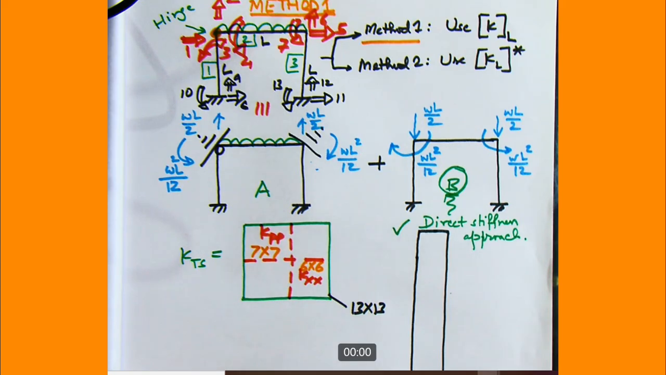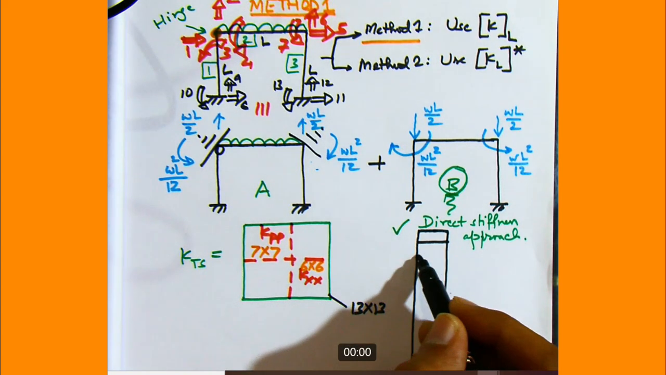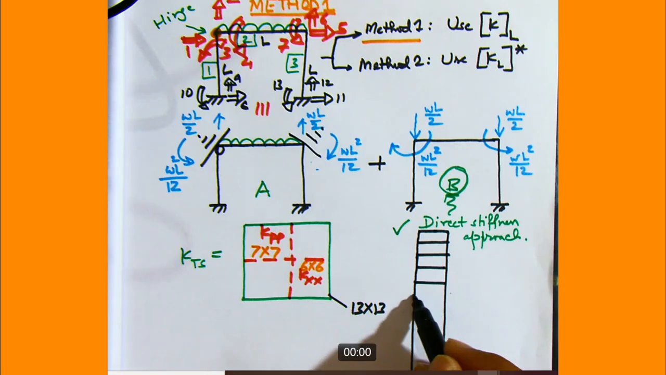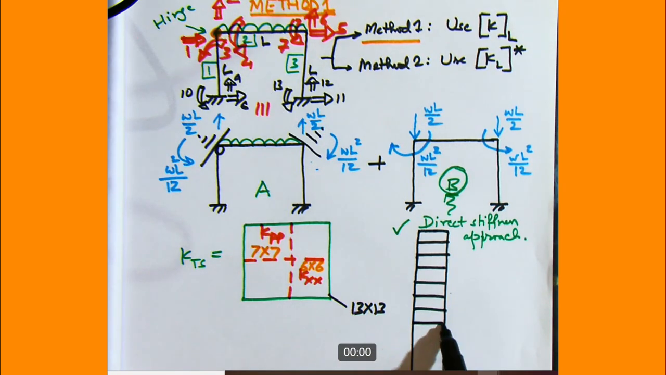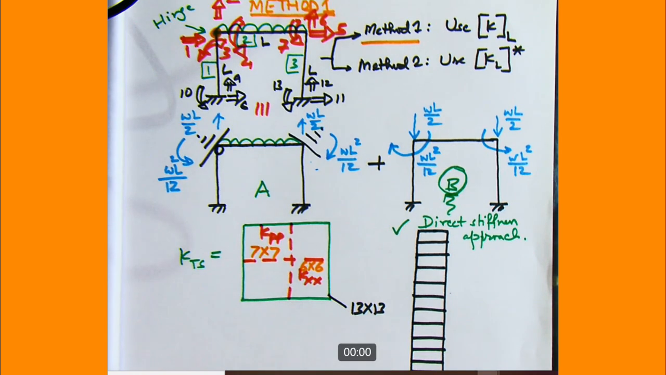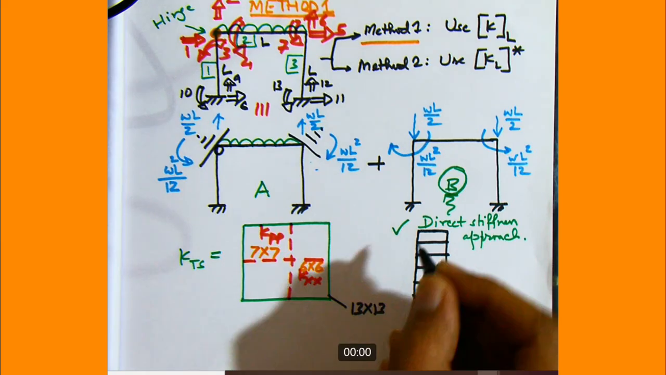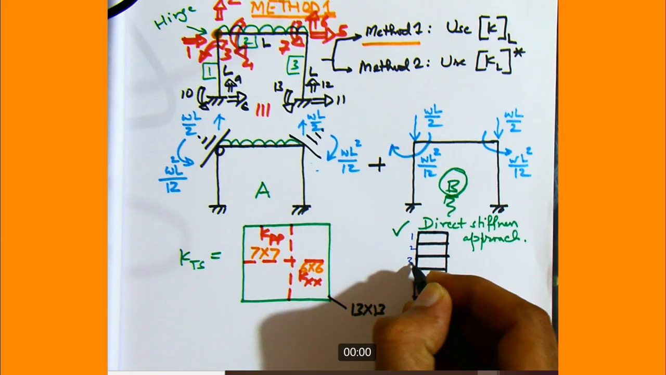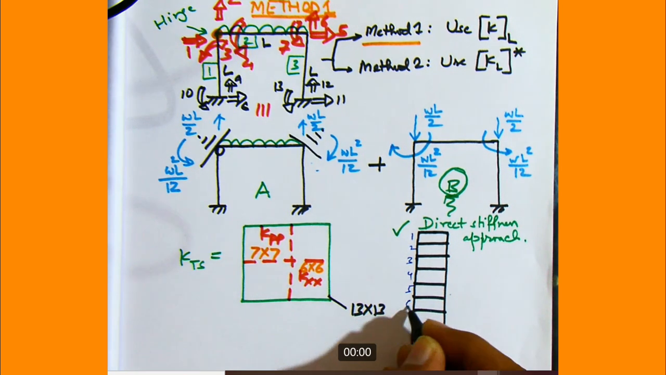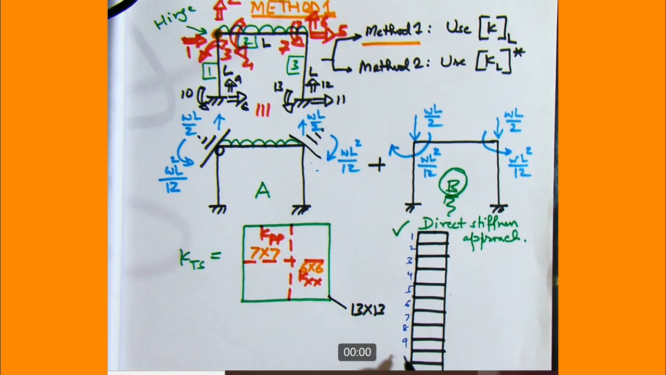So 1, 2, 3, 4, 5, 6, 7, 8, 9, 10, 11, 12 and 13. So let me write. Also let me use a pointed pen. 1, 2, 3, 4, 5, 6, 7, 8, 9, 10, 11, 12, 13.